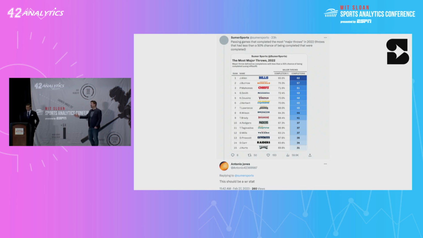So we tweeted out, and if you are on Twitter, let's get some Twitter followers today, Sean, at SumerSports on Twitter. We tweeted out this graphic looking at the major throws, basically passes that have less than a 50% chance of completion per the NFL Fast Stars expected completion percentage model, which is the engine that builds CPOE, which is another attempt at dividing credit between the quarterback and everybody else. You look at Josh Allen, Joe Burrow, Patrick Mahomes, Geno Smith, Kirk Cousins, Justin Herbert, all league leaders in a number of those completions. And, bless him, Antonio Jones goes, this should be a wide receiver stat.